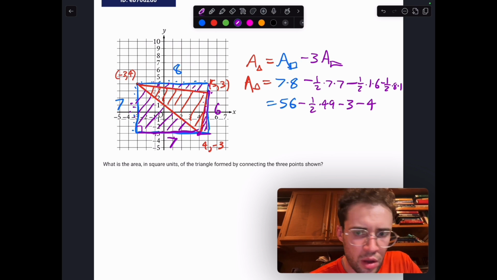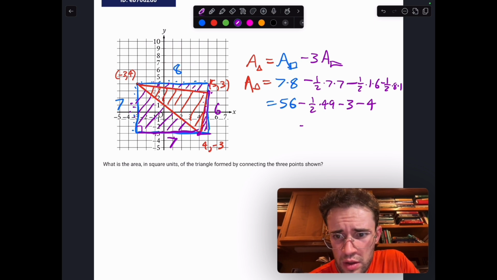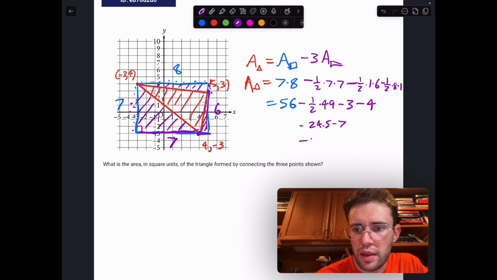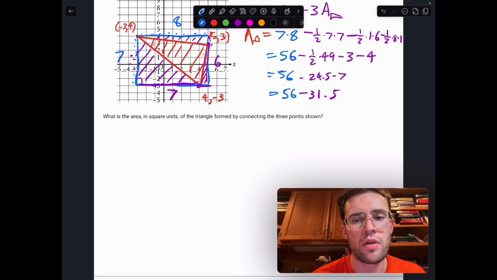All right, so half of 49, that's going to be 24.5. So minus 24.5 minus 3, or 3 and 4 make 7, so you're subtracting 7. And then all of those together, you're subtracting 31.5. So it's 56 minus 31.5, which gives us 24.5.